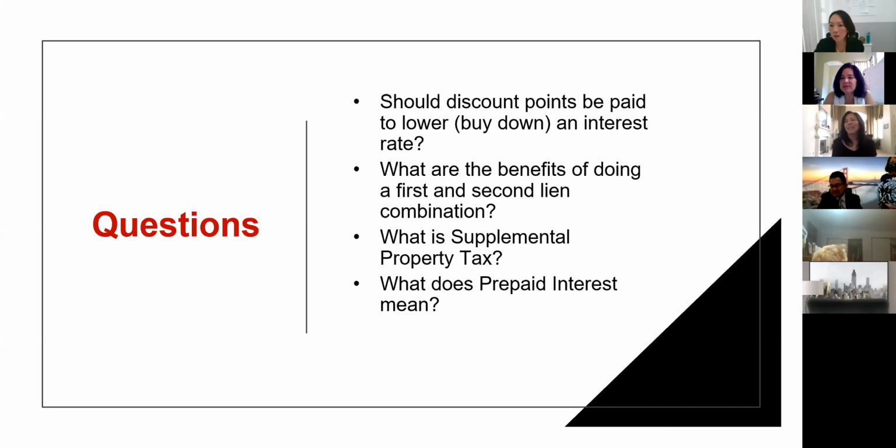Again, if we close the loan in September, when is the first mortgage payment? November. November is your first mortgage payment. It's also your first month of property tax. When do you have to pay for your property tax? December.